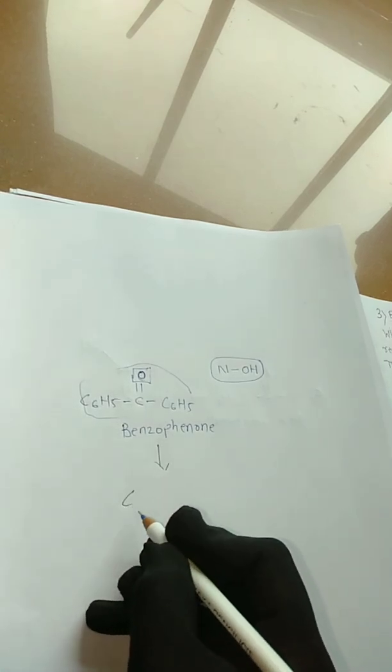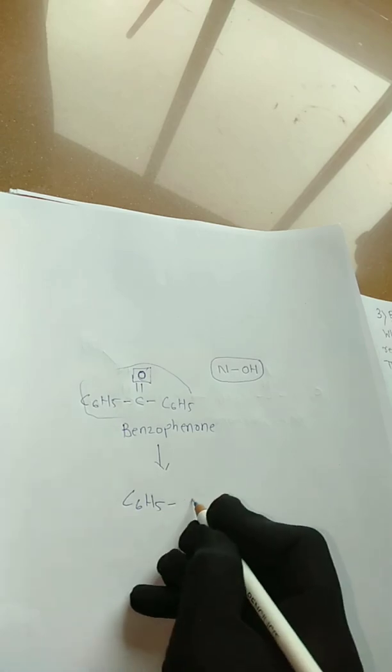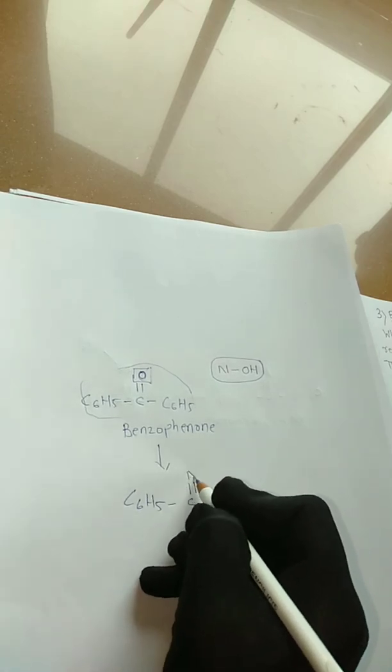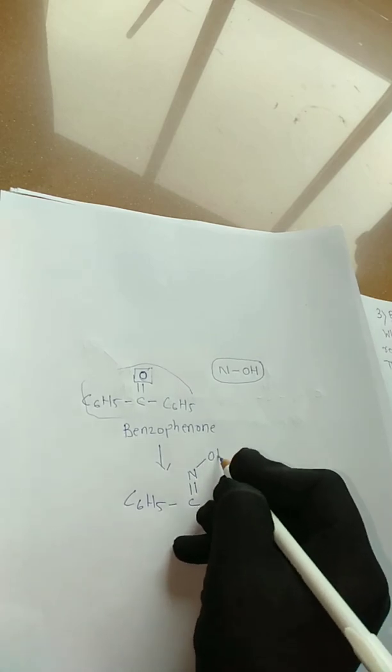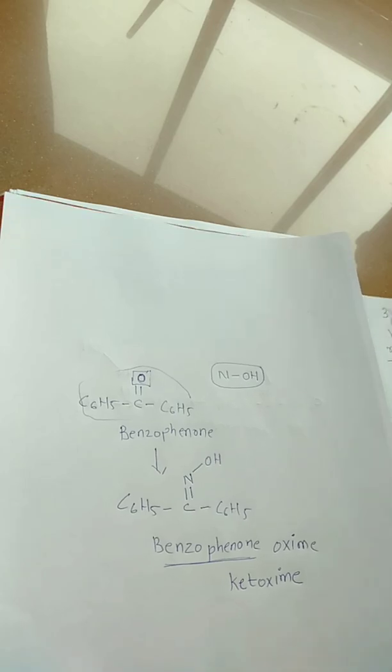So here, C6H5 C double bond N, which is attached to a hydroxyl group, and here is our C6H5. This is your benzophenone oxime, because this is a ketone, this is your ketoxime. Hope you have understood what is meant by ketoxime. So let's move on.